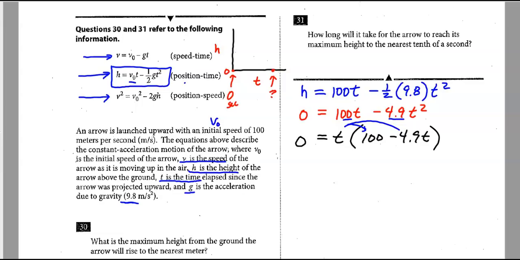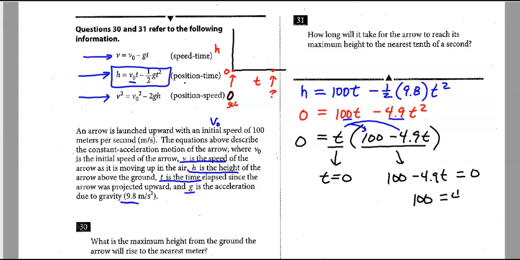Now I can use the zero product property, because I have something times something equals 0. So either time equals 0, which we already knew, that was this one. The other one I'm interested in is when is 100 minus 4.9t equal to 0? So we need to solve that. I'm going to move the 4.9t to the other side, just adding 4.9t to both sides. And I get that. Divide by 4.9, divide by 4.9, and let's see what we get here.